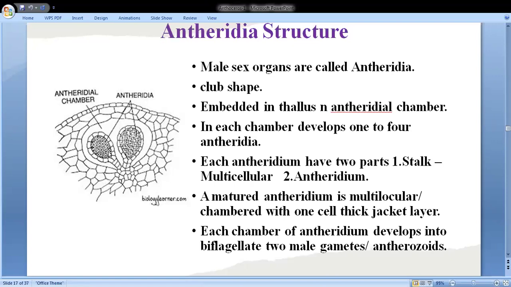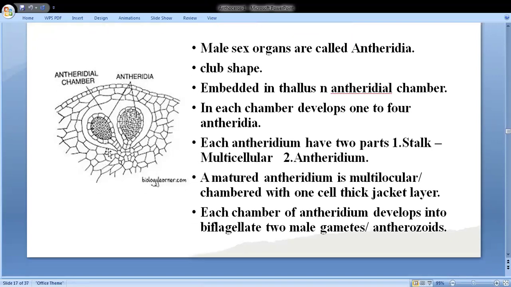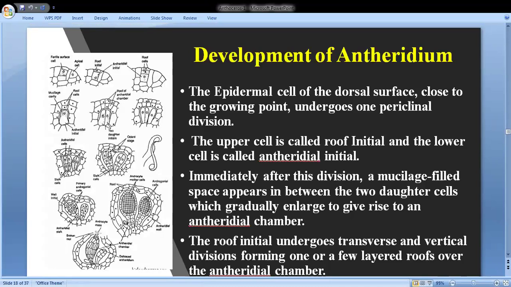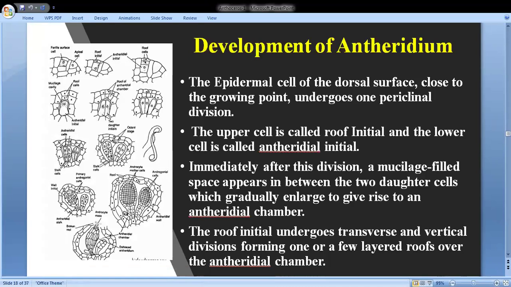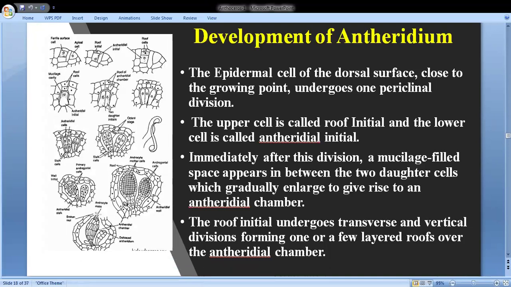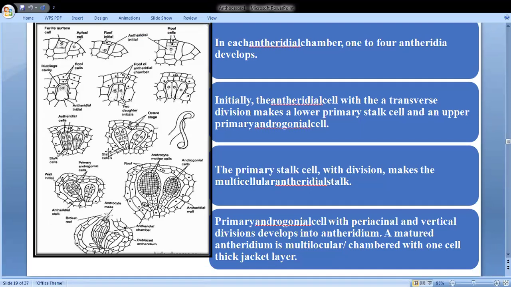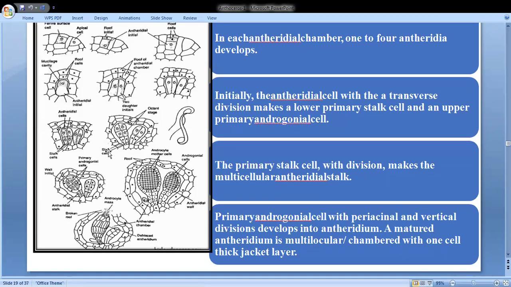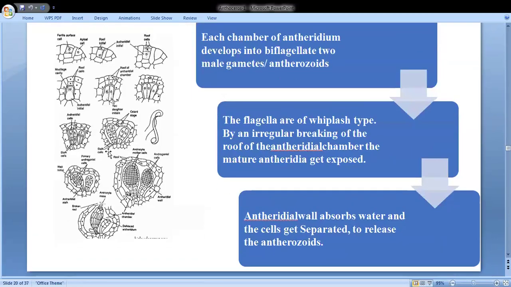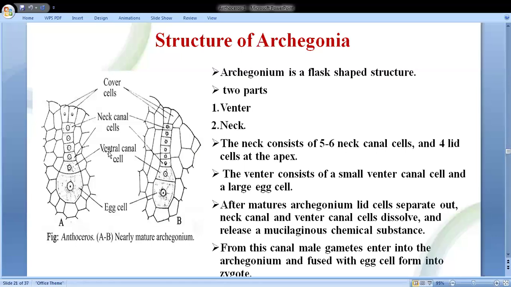Have you understood the antheridial structure? Yes, ma'am. Okay, next slide. This is the development of antheridium. The development is not needed. Only the structure is important.